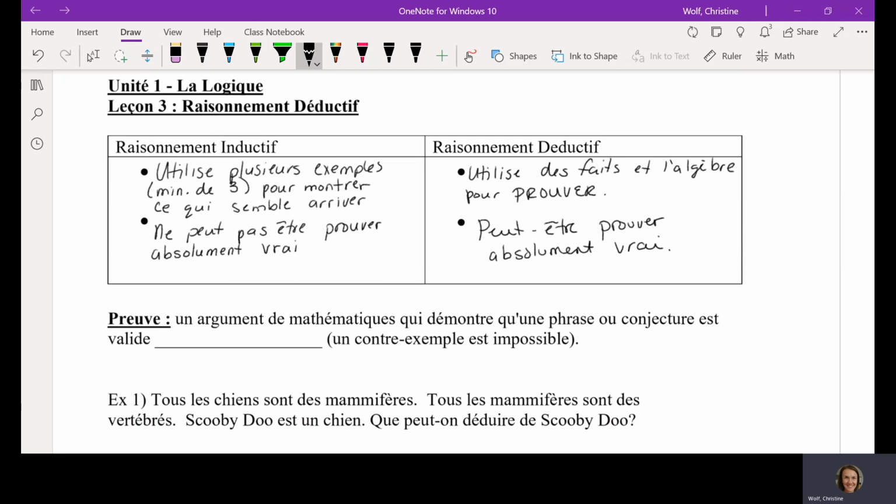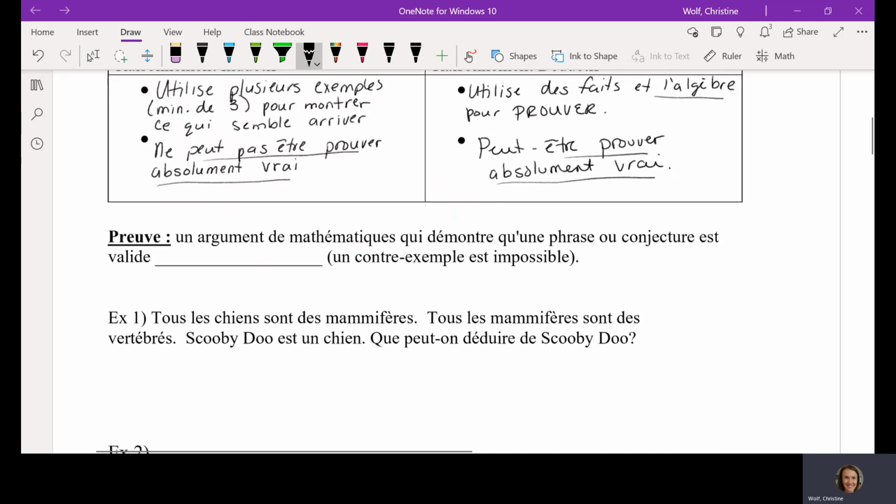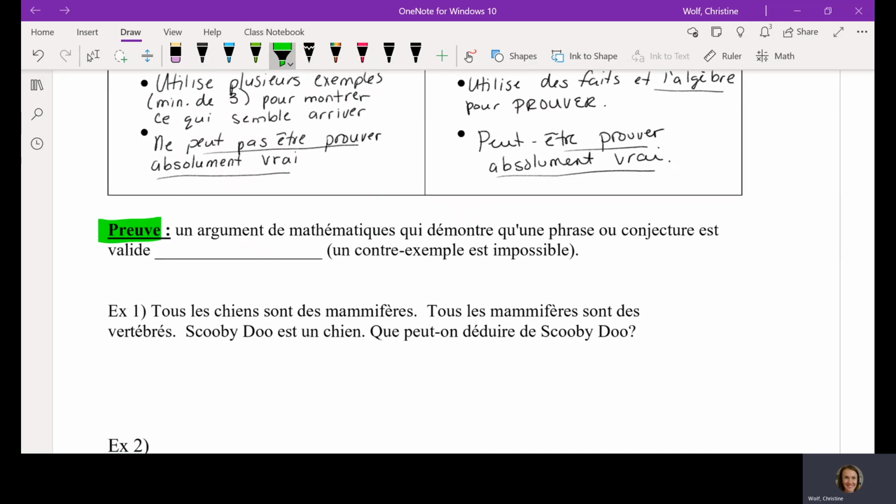Okay, so the big difference is celui-ci peut pas être prouvé absolument vrai. We can just do a whole bunch of examples to kind of show, yeah, it's usually true. Okay, raisonnement déductif, on utilise l'algèbre. We actually use math to prove that, yes, c'est absolument vrai toujours. So, on commence aujourd'hui avec les preuves, proofs.